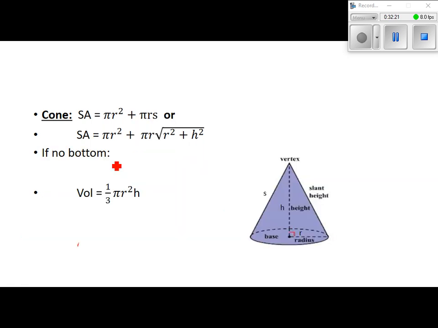For a cone, surface area formula is pi times radius squared. In the cone, that's the circle, that's the base of the cone. And then this part is the actual cone part, whatever you want to call it.